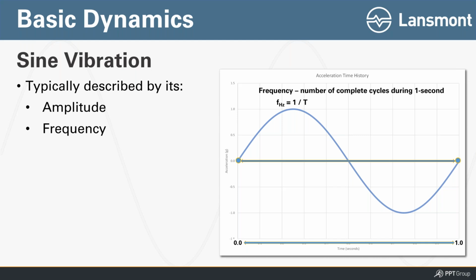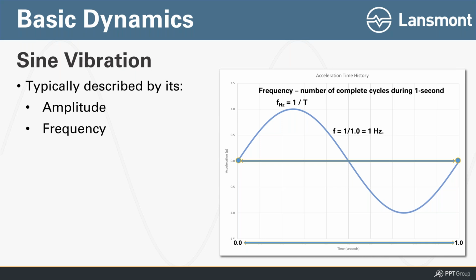So in this case, if it took 1 second and we have 1 cycle, that means that waveform has a frequency of 1 hertz. Pretty simple stuff, right? It's pretty simple and pretty clear as we look at that clean sinusoidal waveform.